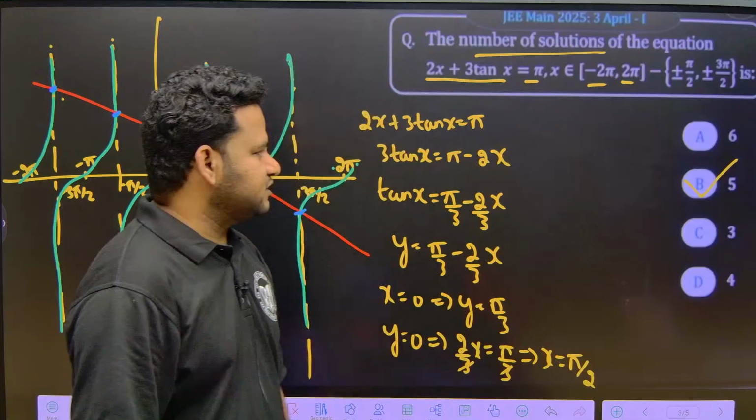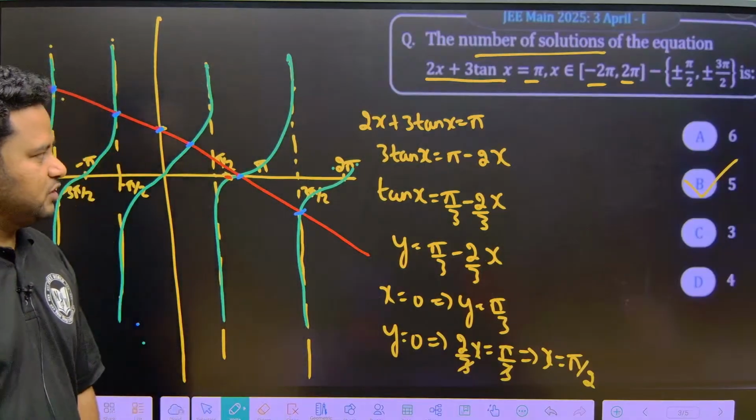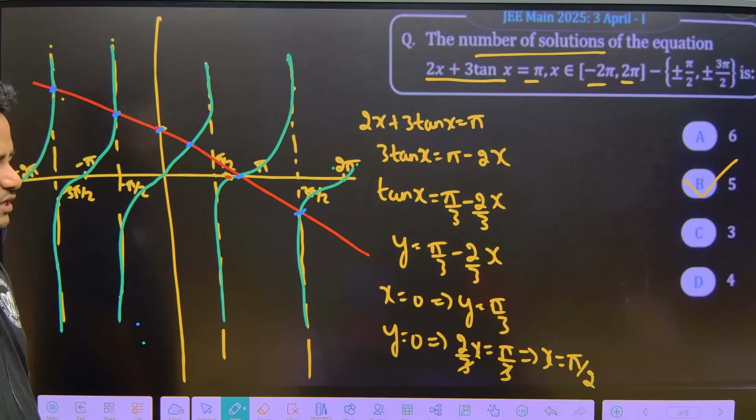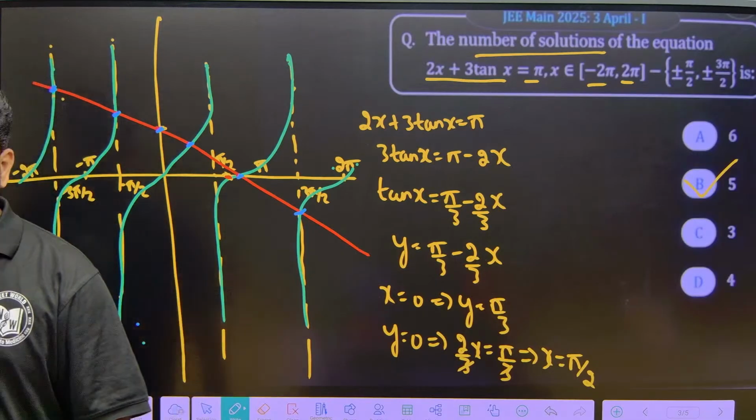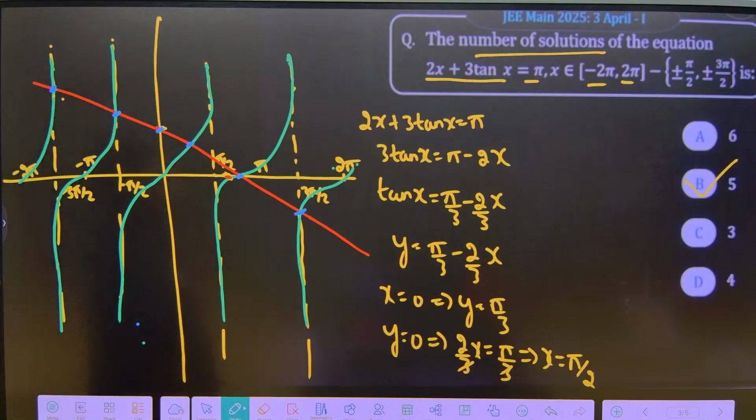So the curve is touching at how many points? 5 points. That means the number of solutions is equal to 5 solutions. This is how we got to solve this question. Please take a screenshot of this.